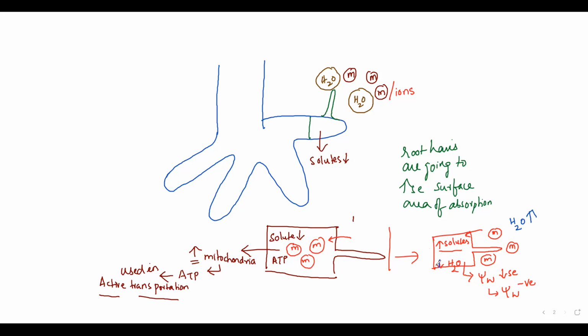Here the water amount is very less. So since the water molecules are less, the water potential is less, or what we call water potential is growing negative. So this is a smart move made by these particular cells here.